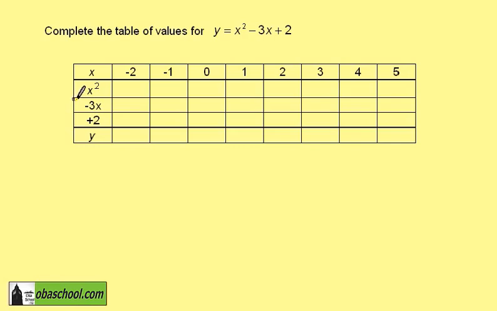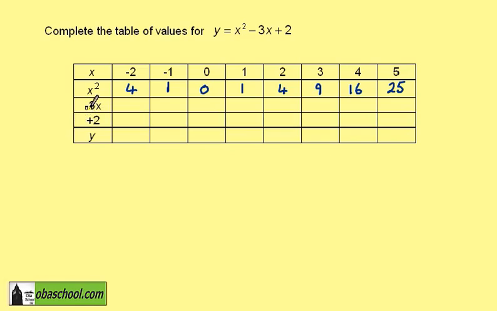So let's look at x squared. Minus 2 squared is minus 2 times minus 2, which is 4. Minus 1 squared is minus 1 times minus 1, which is 1. 0 squared is 0, 1 squared is 1, 2 squared is 4, 3 squared is 9, 4 squared is 16, and 5 squared is 25.